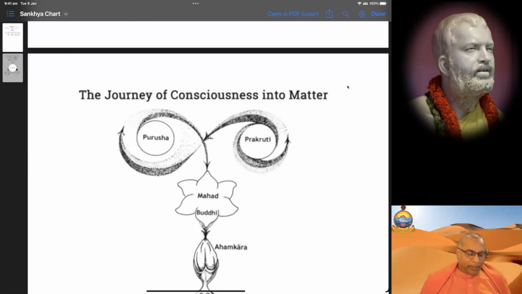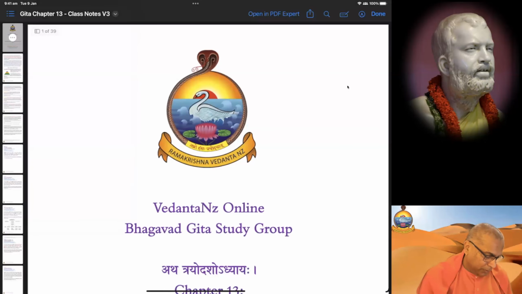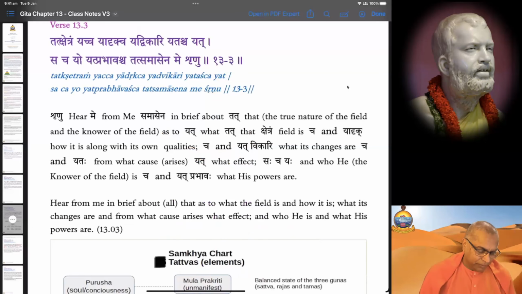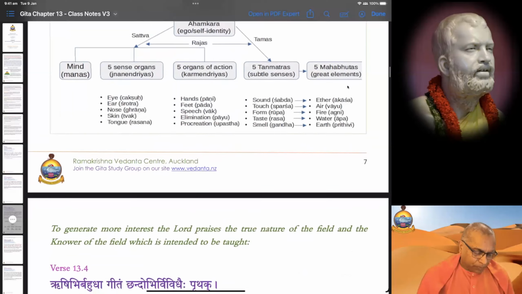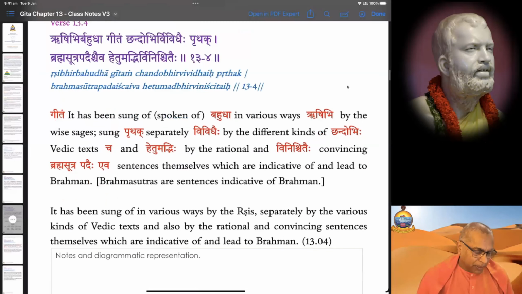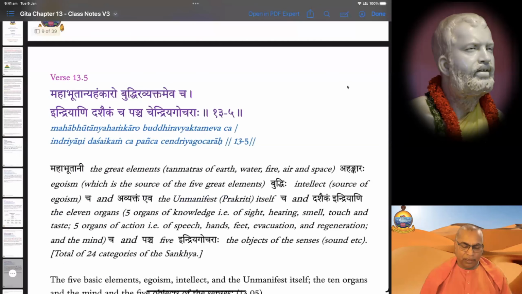So with that in background, let us now go back to our class notes. And I have created a version 3 of this, and I'll upload that in our group where I have inserted this particular chart in there. And so when Sri Krishna starts from verse number 5, Mahabhutani Ahankara. So in that particular chart, what were the Mahabhutas?